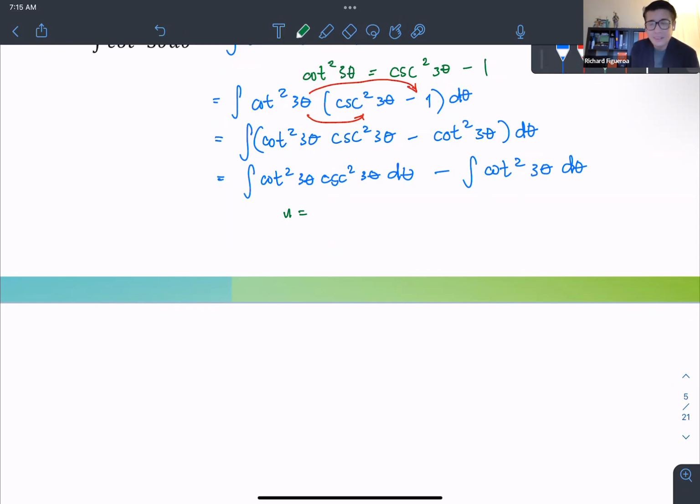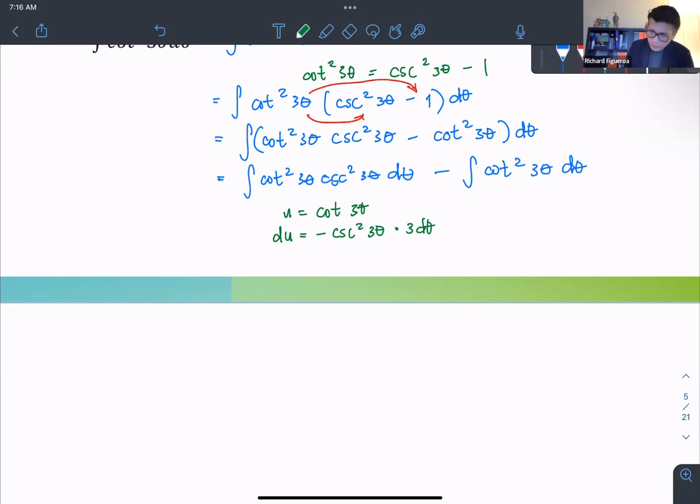Kamukha niya lang yung kanina. So it's cotangent. So very good. So yung cotangent, 3 theta lang. So huwag mo isama yung angle. Okay? So kasi magpa-power rule tayo. So the derivative of cotangent 3 theta, that is negative cosecant squared 3 theta, and then we derive the 3 theta, so that is 3 d theta. Okay, so d theta.